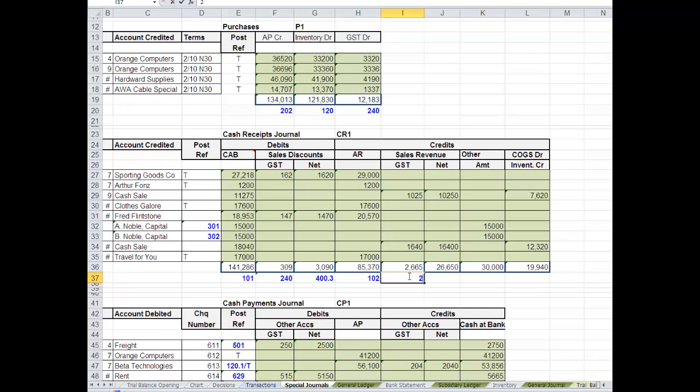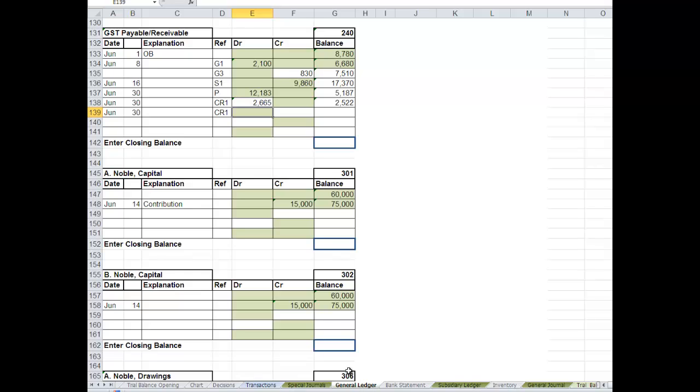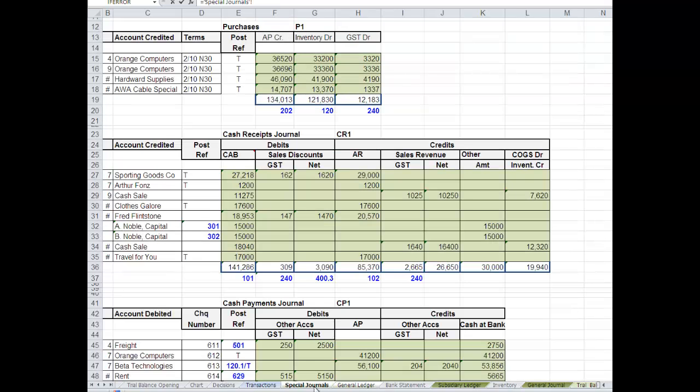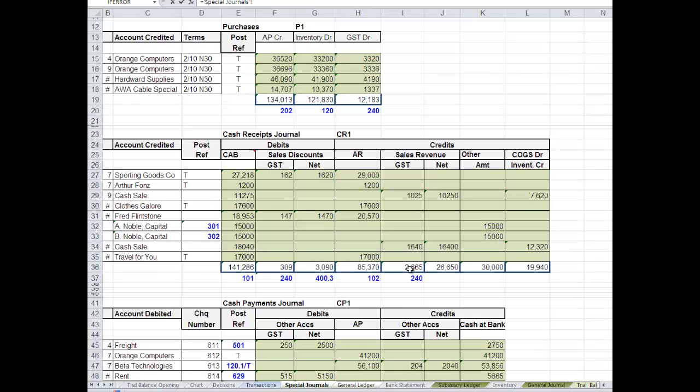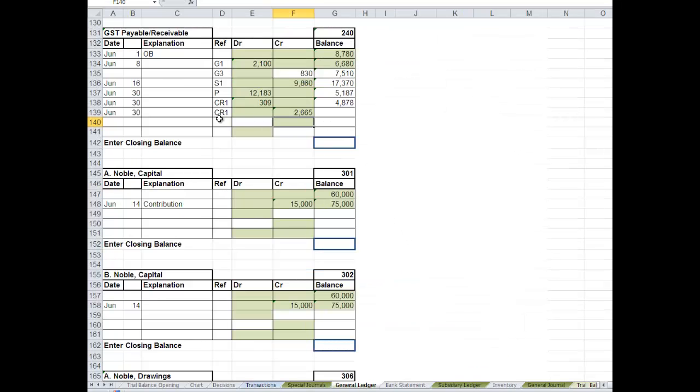I know what didn't work. I put it in as a debit for starters. It's still not going to work. Righto. There was a debit here. That's why I've gone over the top. Righto. There was a debit of 309, and we've got a credit. Righto. Now we're back on track.